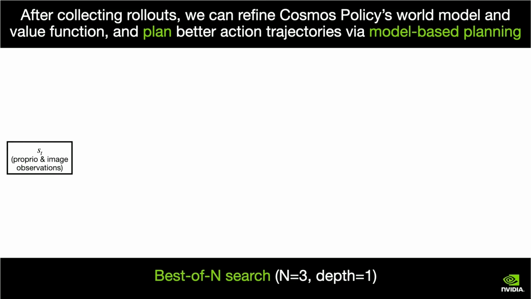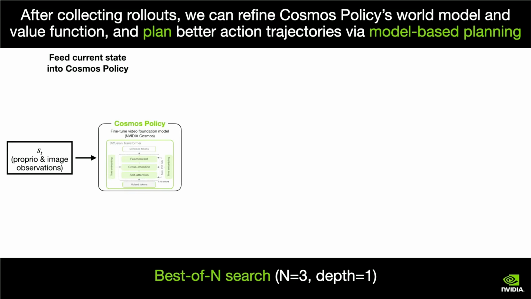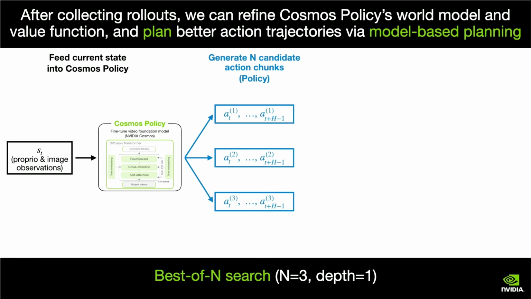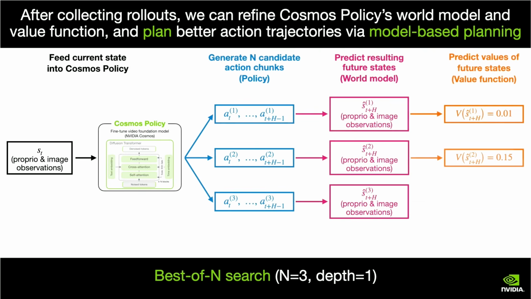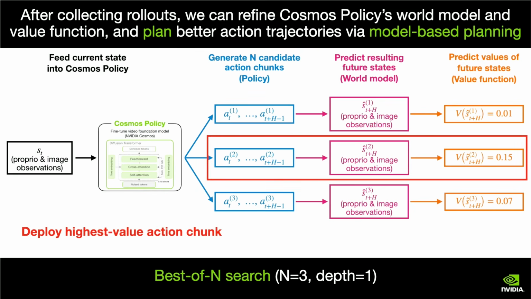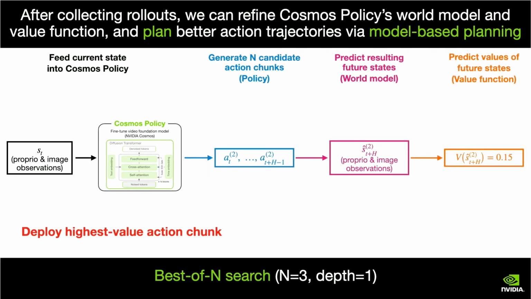For example, we show how Cosmos policy can do best-of-N search with N equals 3 samples for illustration. First, the current state is fed as input into Cosmos policy, which generates N candidate action chunks. Then, Cosmos policy's world model predicts the resulting future states, and its value function predicts the future states' values. The highest value action chunk is selected and deployed on the robot, and the search is repeated for the next action chunk.